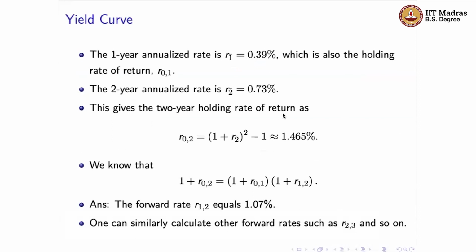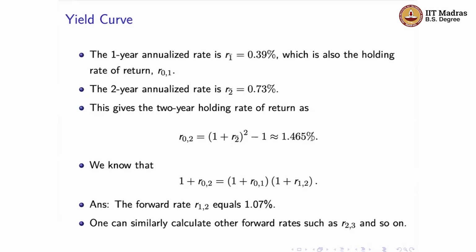This is the exercise that we have been doing for the past couple of questions. How do you calculate it? So the 2 year holding rate of return, R02, is (1 plus R bar 2) squared, where R bar 2 is the annualized return for this 2 year bond, right? Minus 1. This is the same calculation that we had done before. And so therefore R02 we know ends up as 1.465%, right?